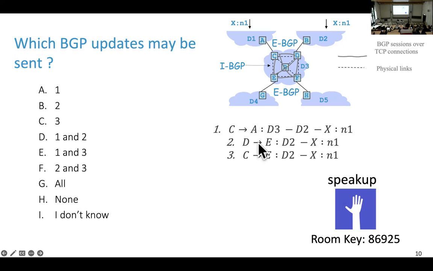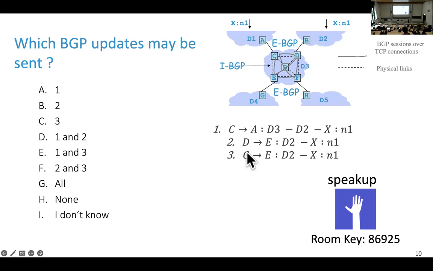What about the second one? D has learned this route over eBGP and is now announcing it internally over IBGP. So D is a peer with E and is sending it over a TCP connection: there is a route that I have found. We can see the difference between eBGP and IBGP. First of all, internally, we do not append ourselves. So D did not append D3 to the path.